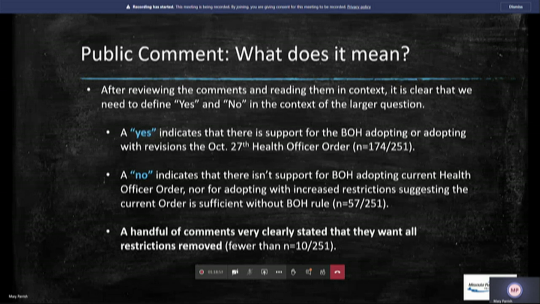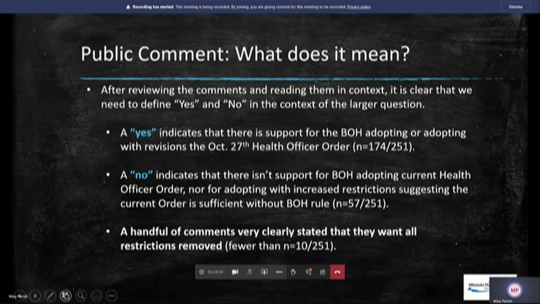And then there were other people that were of the mindset the board does not need to adopt the rule, or excuse me, the health officer order. The health officer order can stand on its own. But I thought it was really important to make that distinction: a lot of the no's weren't necessarily unsupportive of public health or the current restrictions. They were more of the "please, no more restrictions."